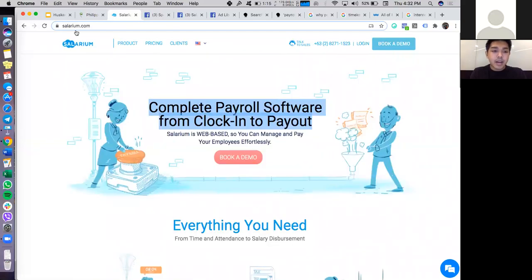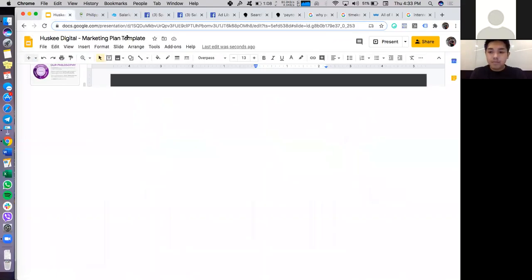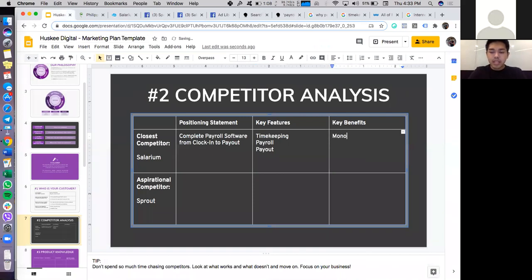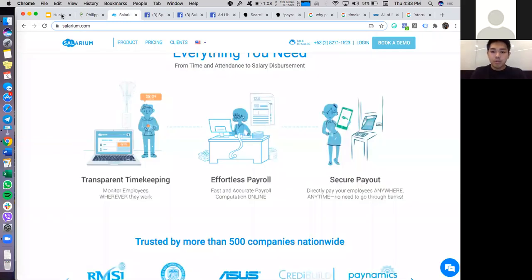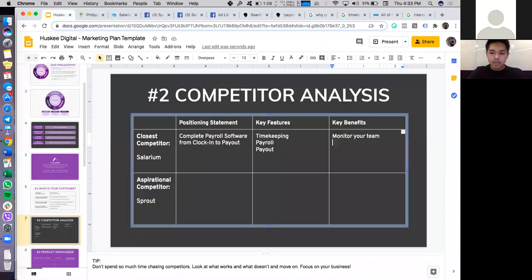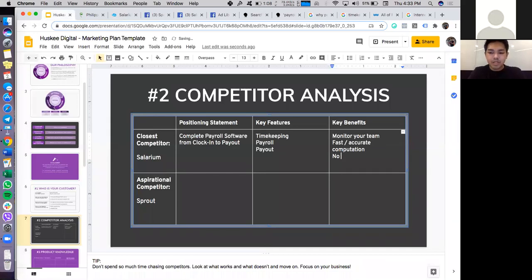Yeah. And then more often than not, they're going to have the benefits here. So for the timekeeping, they say they get to monitor your team wherever they are. For the payroll, fast and accurate computation. So that gives you time, speed. And then for secure payout, directly pay your employees anywhere, or no need to go through banks. I like that better.